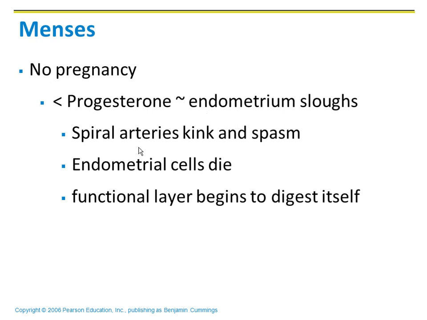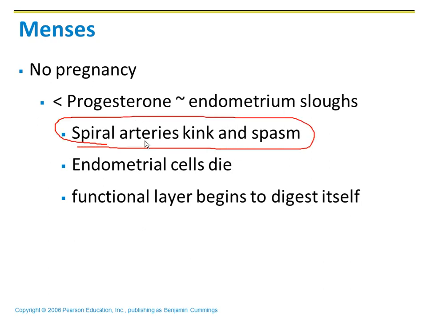And here's what happens. The spiral arteries, in lecture I pointed at them. The spiral arteries come out of the stratum basalis, and then from there you grow them into the stratum functionalis. The spiral arteries spasm and kink on themselves. So they kind of turn and cut themselves off. So the rest of the blood vessel that left the spiral artery and was growing through the stratum functionalis dies.